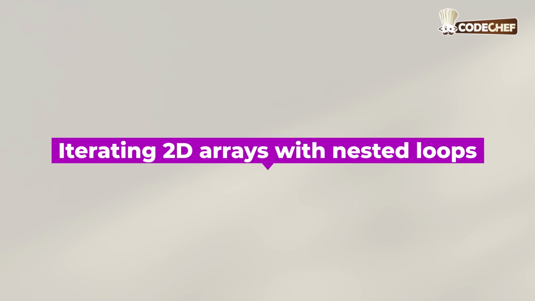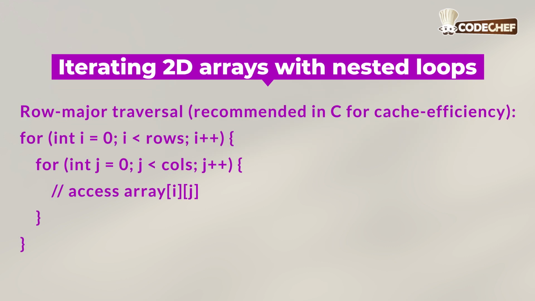Iterating 2D arrays with nested loops. Row major traversal. So what is happening here? The outer loop controls the rows. We iterate through each row one at a time using the index i. Then for each row, the inner loop goes through all the columns using the index j. Think of it like reading a book. You read from left to right across the line, then move down to the next line and repeat. That's row major order.